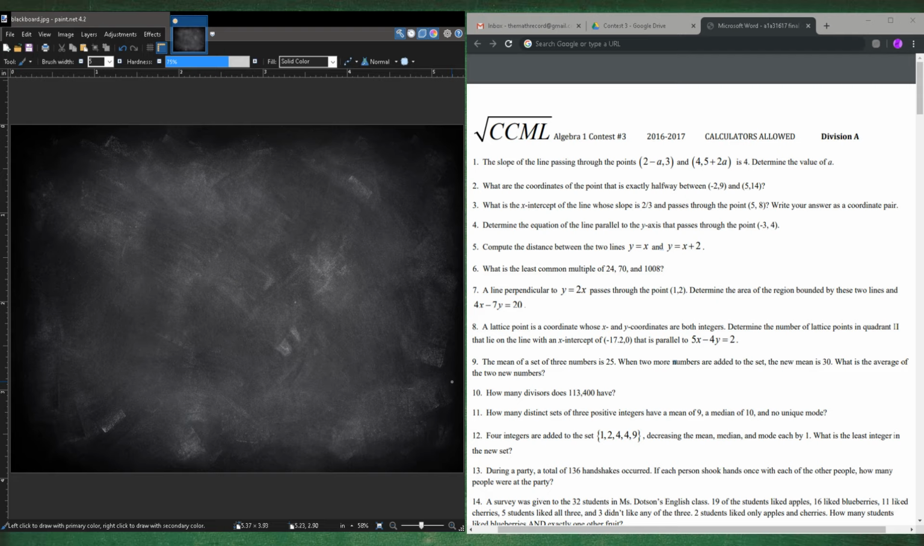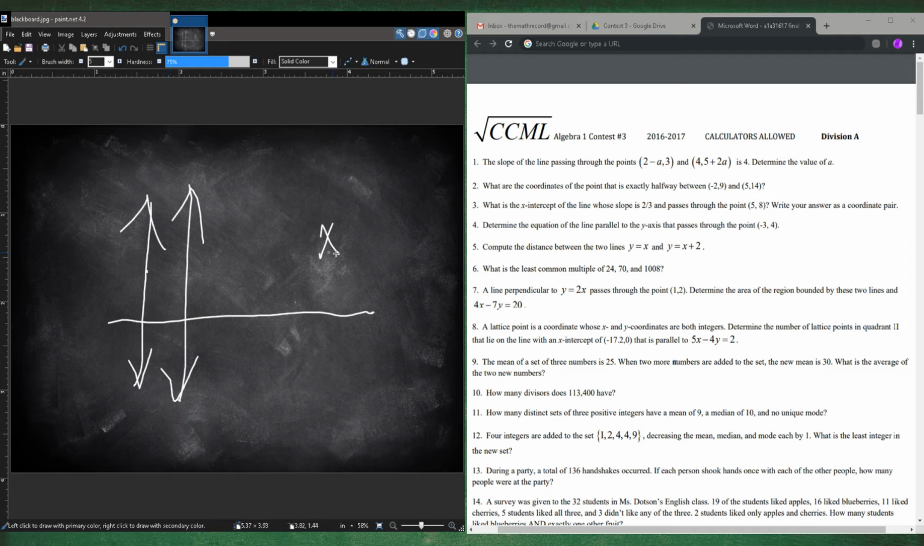Question 4. Determine the equation of the line parallel to the y-axis that passes through the point (negative 3, 4). So imagine a point like here, negative 3, 4, right? And it has to be parallel to this line right here. So basically, it's just going to go through this point. So it's going to be x is equal to negative 3, because it has to go through negative 3. So that's your equation.